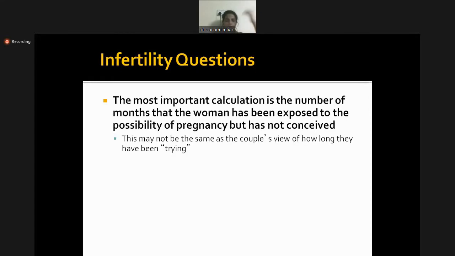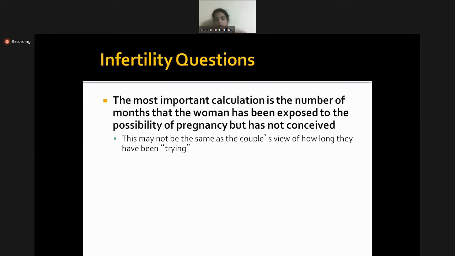The number of months that the patient has been exposed to the possibility of getting pregnant. This is a very important question because sometimes a patient presents to you with a case of infertility, but she says that I'm married for 10 years, but you really need to get into the details. 10 years doesn't mean that she's been infertile for 10 years. In those 10 years, it's possible that the husband was abroad for 6 years, or maybe even 8 years. Or maybe the husband is abroad and he just comes back for a month every year. And then the patient says, I've been married for 10 years.